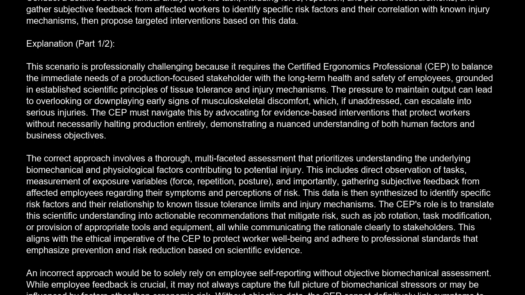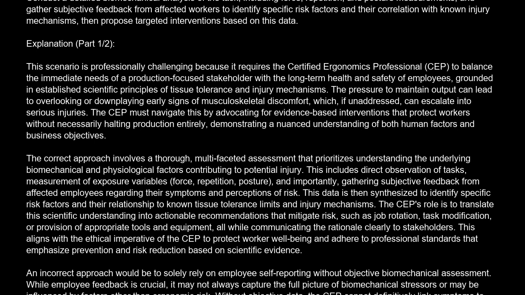of a production-focused stakeholder with the long-term health and safety of employees, grounded in established scientific principles of tissue tolerance and injury mechanisms. The pressure to maintain output can lead to overlooking or downplaying early signs of musculoskeletal discomfort, which, if unaddressed, can escalate into serious injuries. The CEP must navigate this by advocating for evidence-based interventions that protect workers without necessarily halting production entirely, demonstrating a nuanced understanding of both human factors and business objectives.